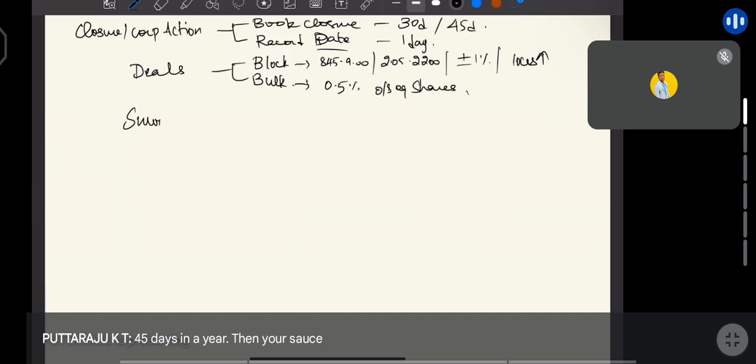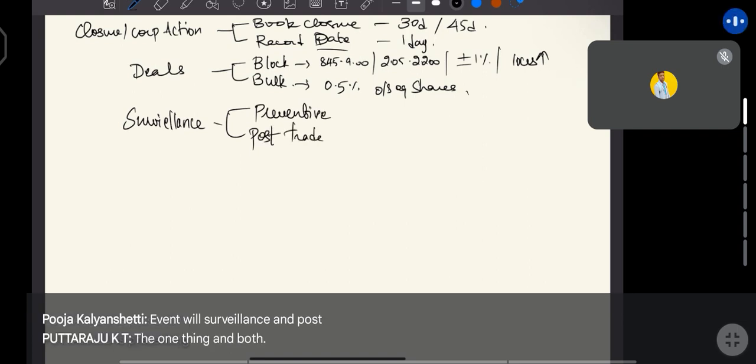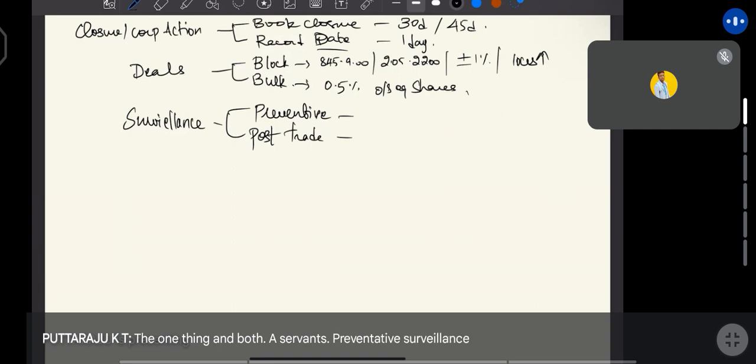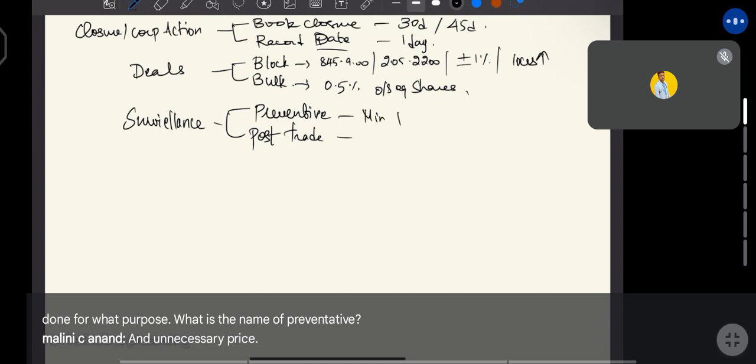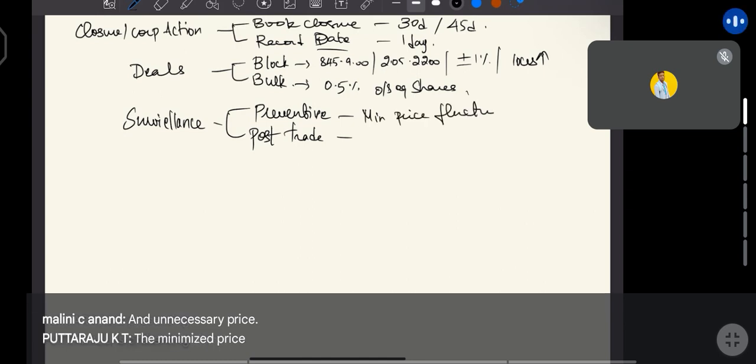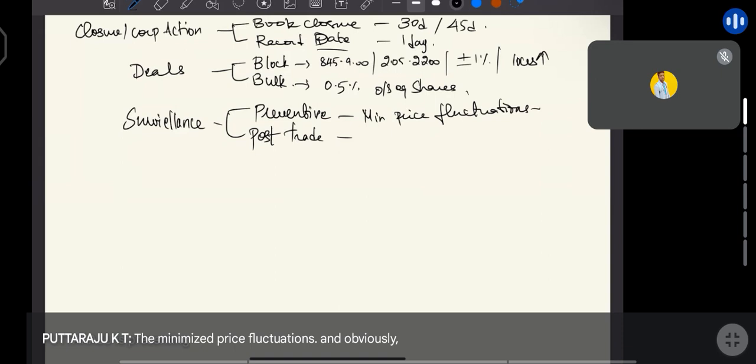Then you saw surveillance. Surveillance is of two types. What are they? Preventive surveillance and post-trade surveillance. Preventive surveillance is done before. What is the main aim of preventive surveillance? To minimize unnecessary price fluctuations. And obviously the main goal is protection of investors' interest.